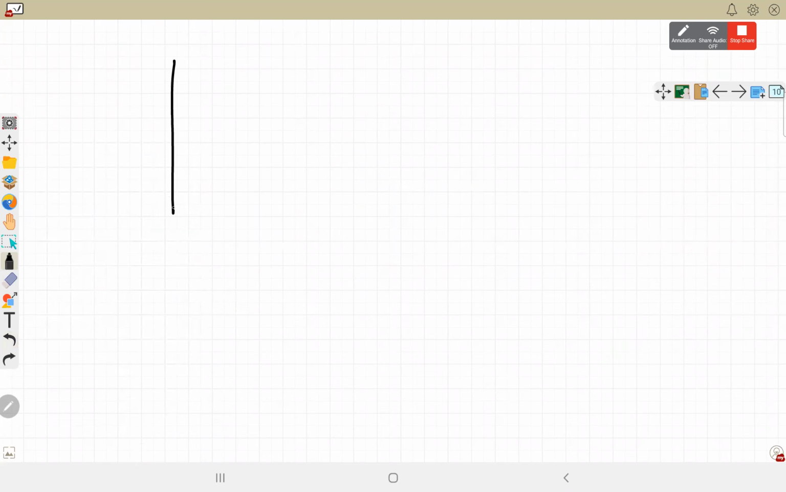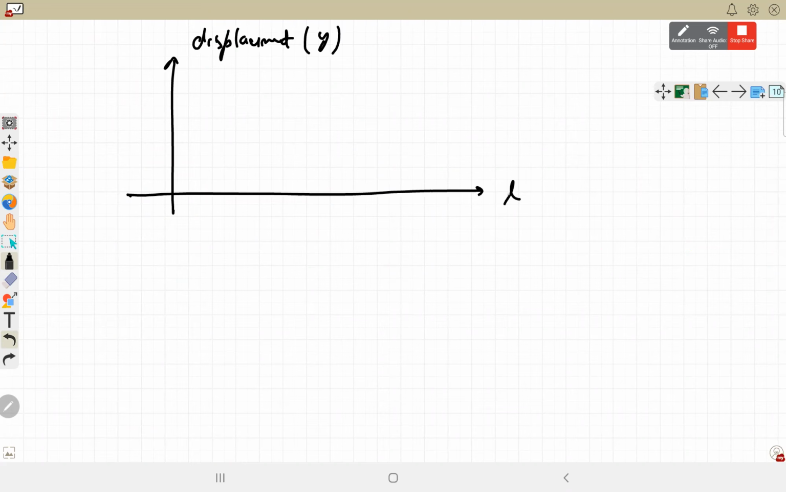Similarly, when we draw this displacement versus time graph, y from the ground, the displacement versus time. So when it bounces back, the speed will not be same. Here it is the same slope, but it will not be the same slope. It will change like this. This will be the displacement versus time graph when it is losing the speed.